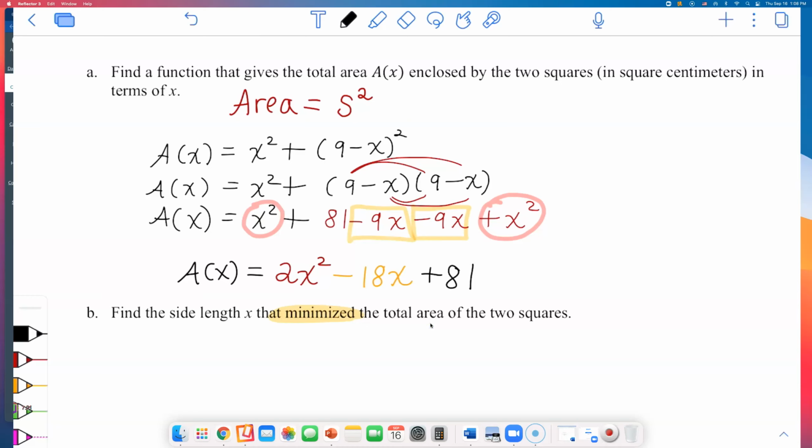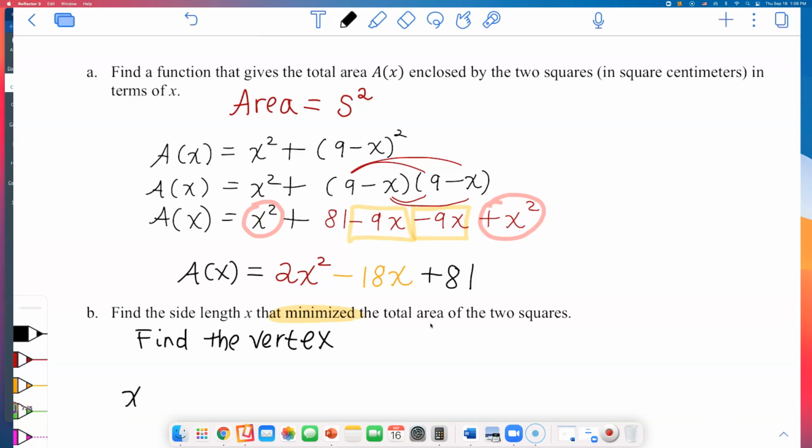Anyways, okay. So why are they saying this has a minimum? Because this quadratic has a positive leading coefficient, which means this will open upward, okay? If it opens upward, we have the lowest point, so we will have a minimum value. So how do you find the minimum or maximum of a quadratic function? You just have to find the vertex.